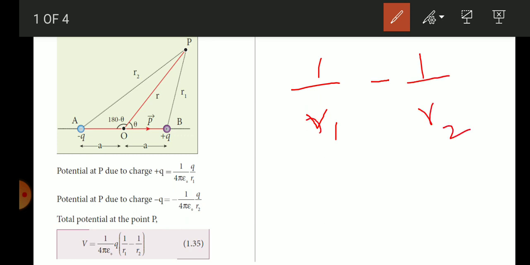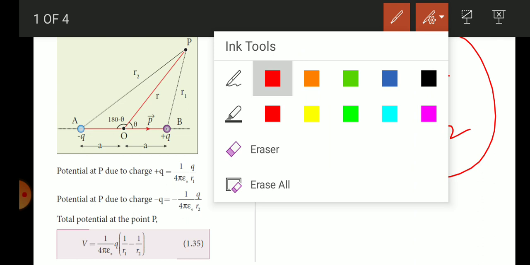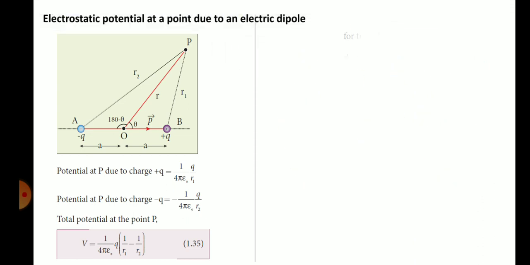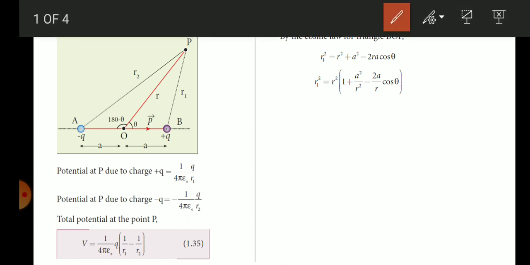I have to calculate the value of 1 divided by r1 and 1 divided by r2. If I come to know this, then I can solve this equation. So in order to calculate this 1 by r1 and 1 by r2, I am going to use the cosine law at the triangle BOP. In this triangle, the cosine law gives r1 square is equal to r square plus a square minus 2ra cos theta. This is the cosine law formula.